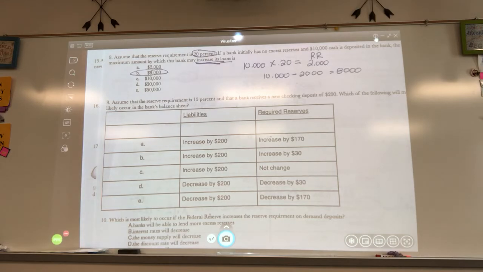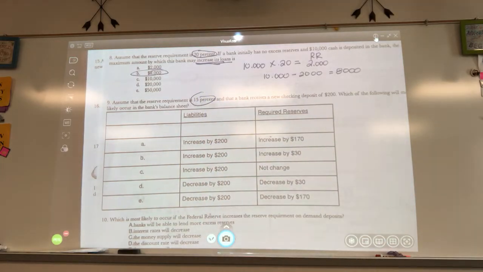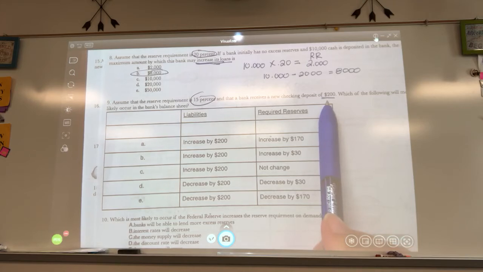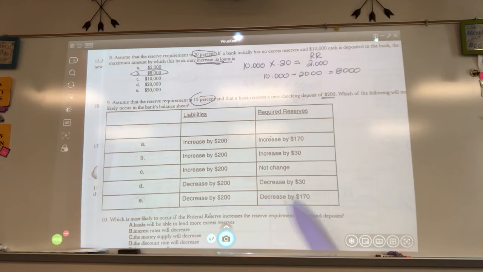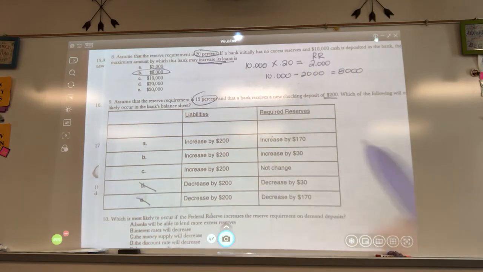9. Assume the reserve requirement is 15%, so I'm gonna highlight this. And the bank receives a new check deposit of $200. Which of the following will most likely occur in the bank's balance sheet? So, this 200, does that increase their liabilities or decrease it? Increases. Okay, so what could I eliminate? Anything that says decrease. D and E.